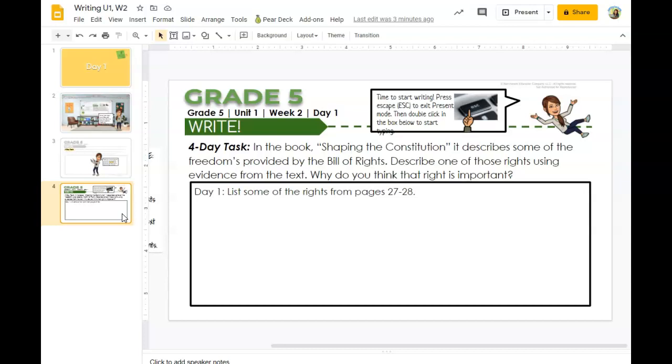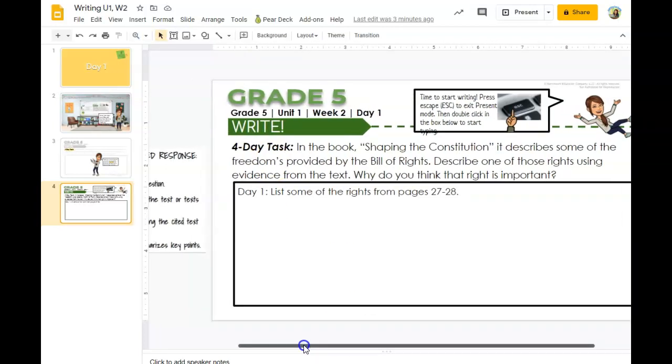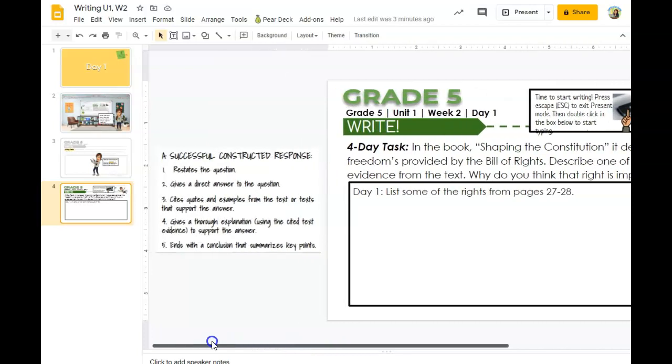In the book, Shaping the Constitution, it describes some of the freedoms provided by the Bill of Rights. Describe one of those rights using evidence from the text. Why do you think that right is important? So we're going to look more at this prompt, and I'm going to help you with some of this, but let's take a quick reminder of what a successful constructed response looks like.